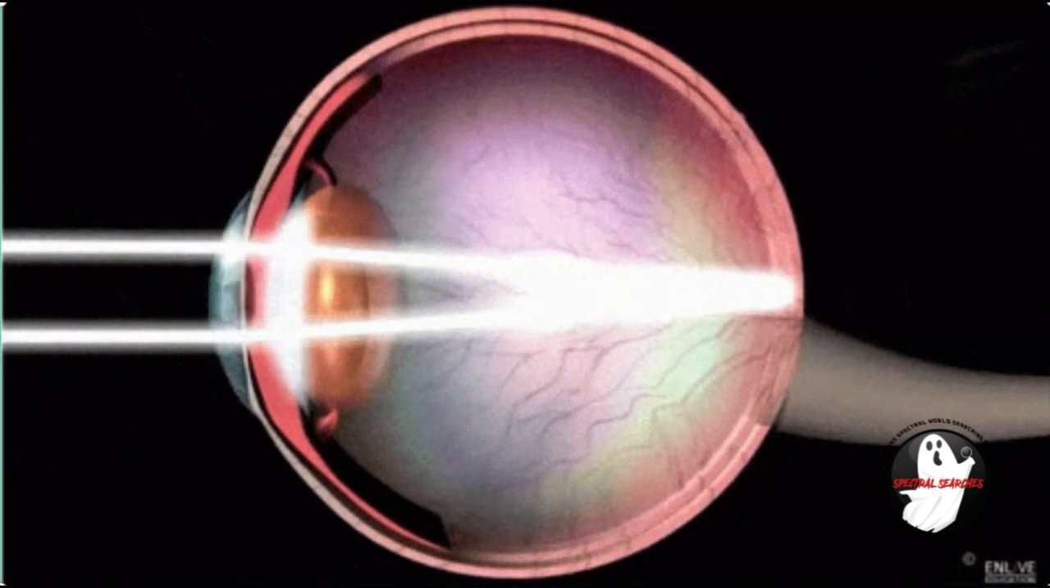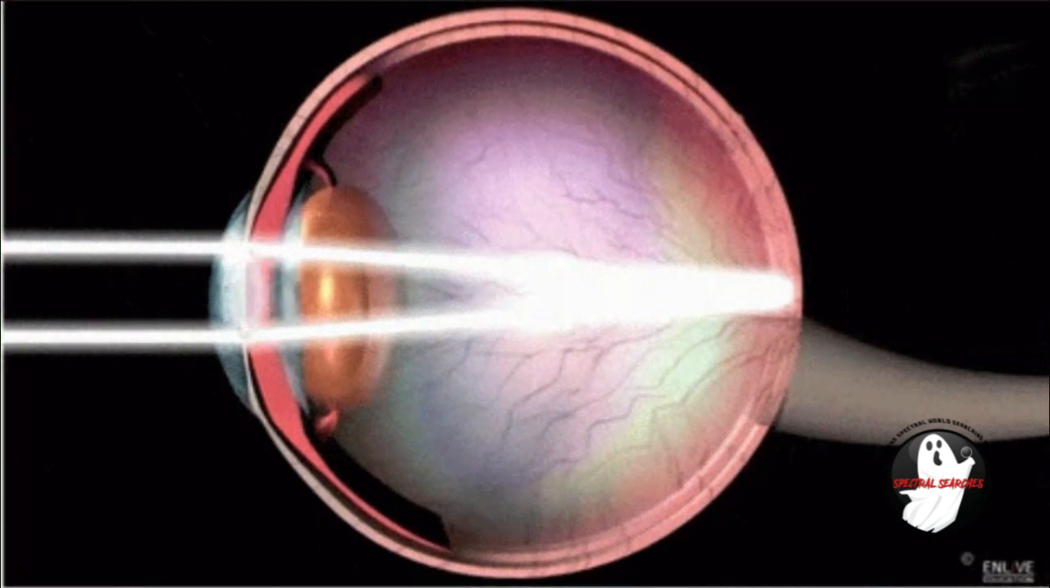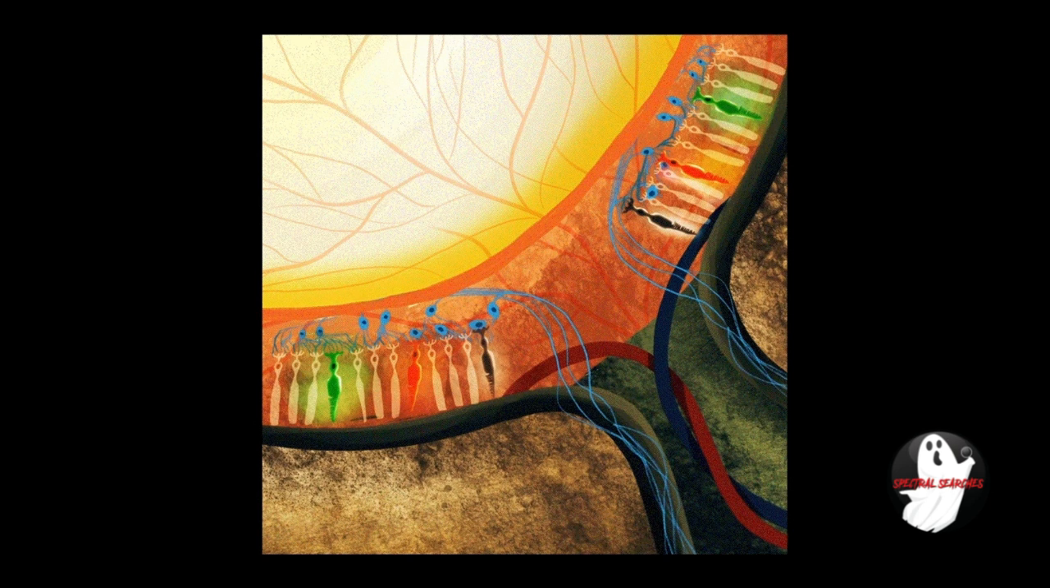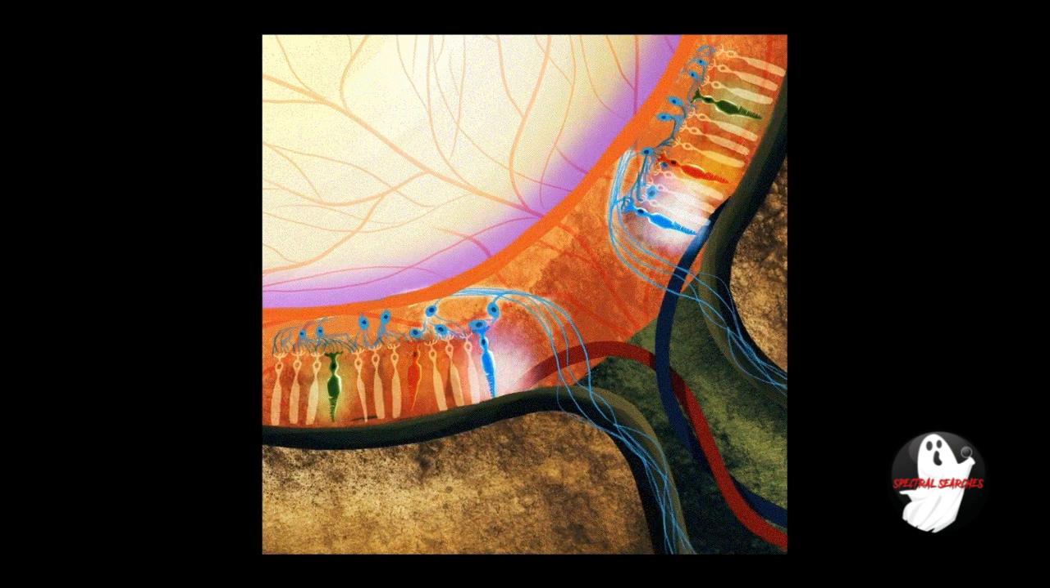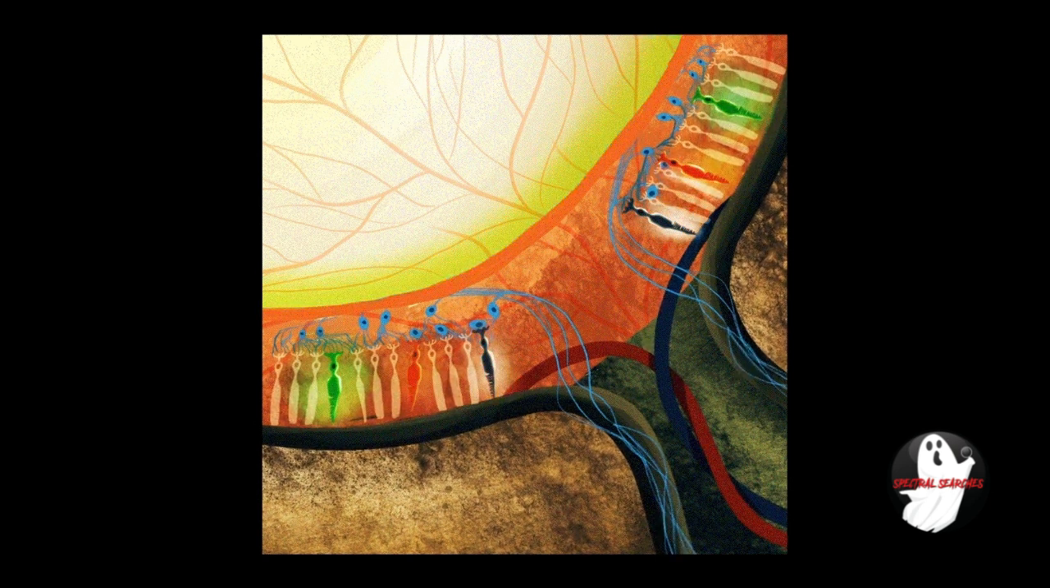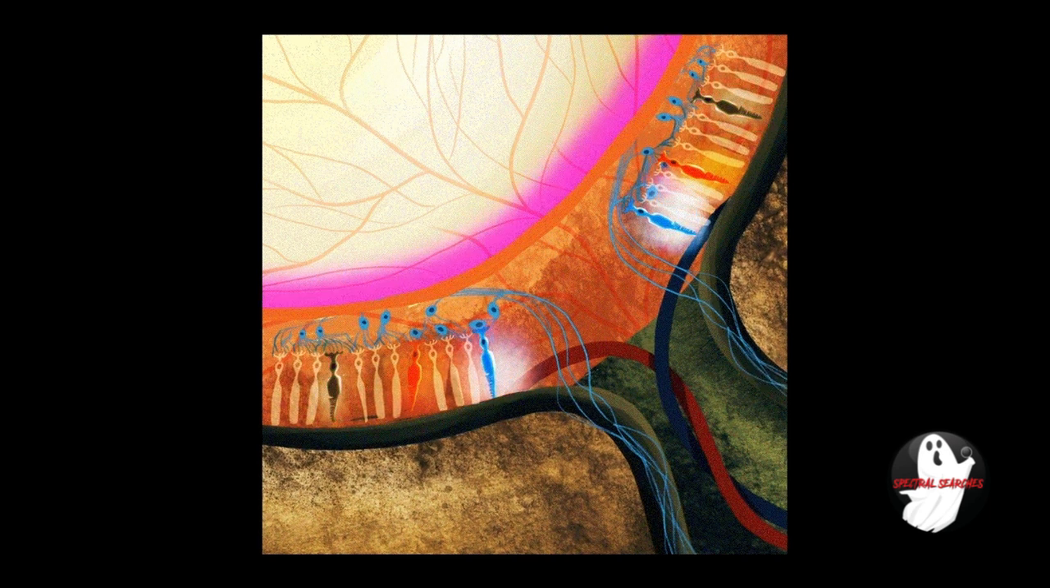Next, light passes through the lens, a clear inner part of the eye. The lens works together with the cornea to focus light correctly onto the retina. When light hits the retina, specialized cells called photoreceptors turn the light into an electrical signal. These electrical signals travel from the retina through the optic nerve to the brain. The brain then turns the signals into the images you see.